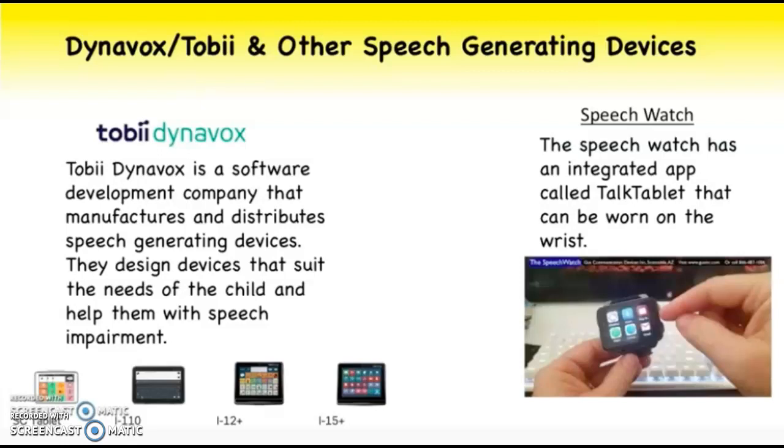The other one that we have is the Speech Watch. The Speech Watch has an integrated app called Talk Tablet that can be worn on their wrist. So it's kind of nice because sometimes with the other devices, some of the students will forget them or they'll lose them. But this is a watch that they're always going to have on them, and it's for the ones that can speak kind of good but not great. So they'll speak into it, and then it will repeat what they're saying and allow others to hear.